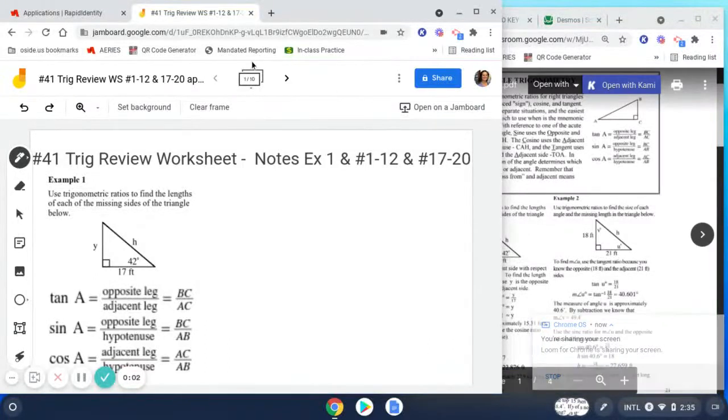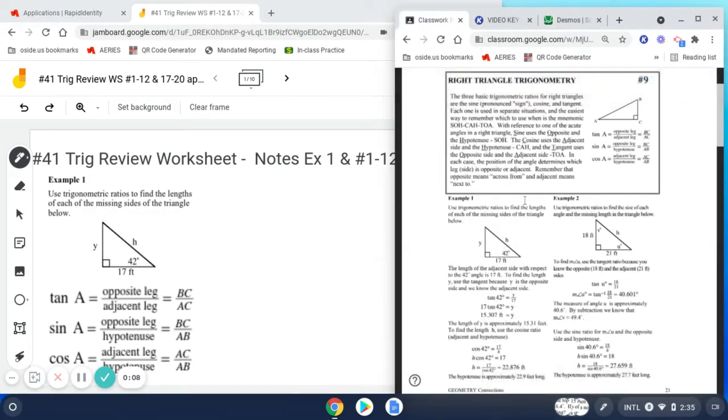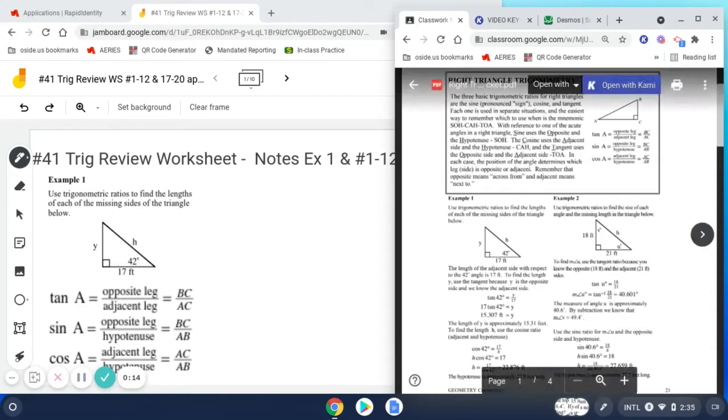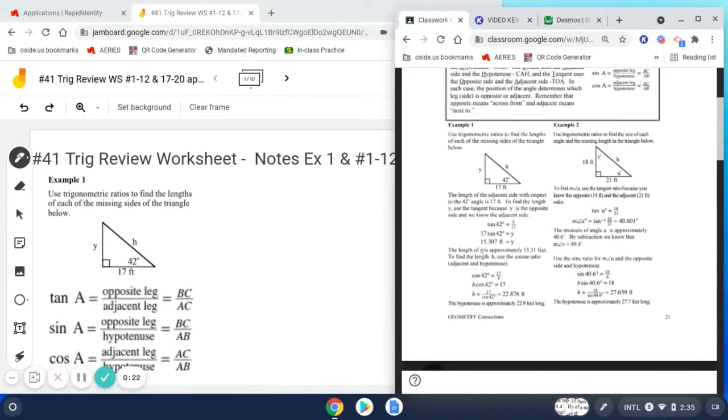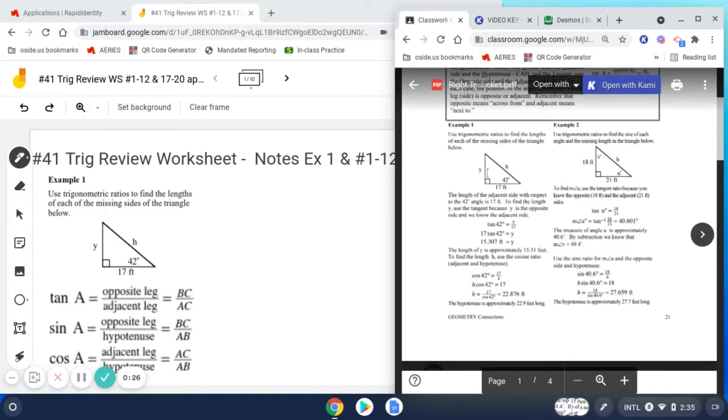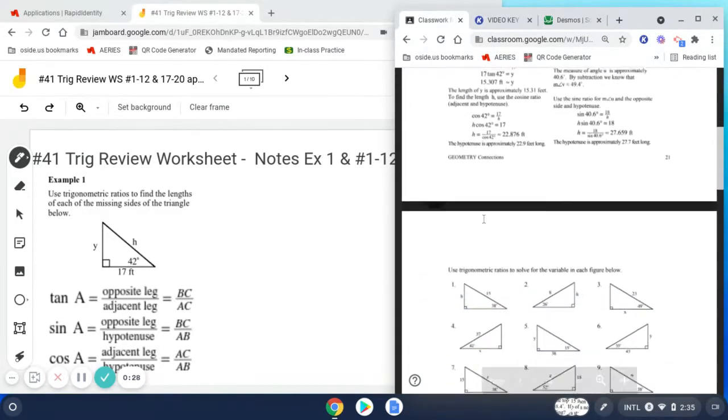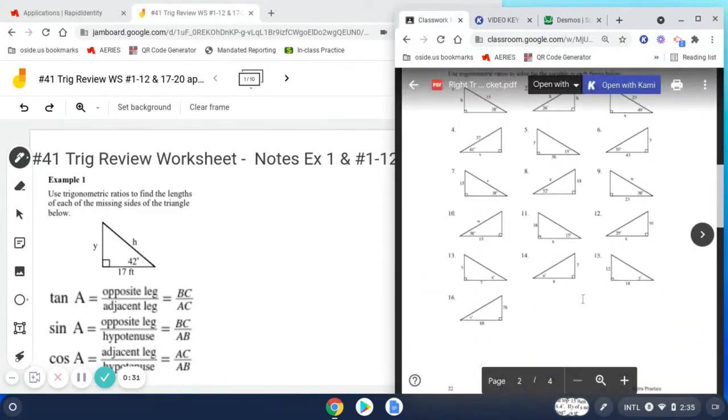Okay, today we are talking about assignment number 41, the Trig review worksheet that I posted. Whether you're doing this with Miss Sanchez in class, in person, or on your virtual time, the worksheet provides background information on Trig and an example with all the steps. I'd like you to write that one example down as a quick reminder for how to solve and set up the equation, etc. And then we're going to do examples 1 through 12.